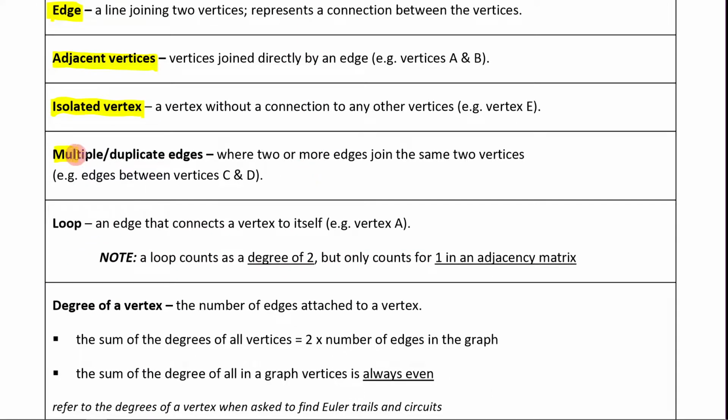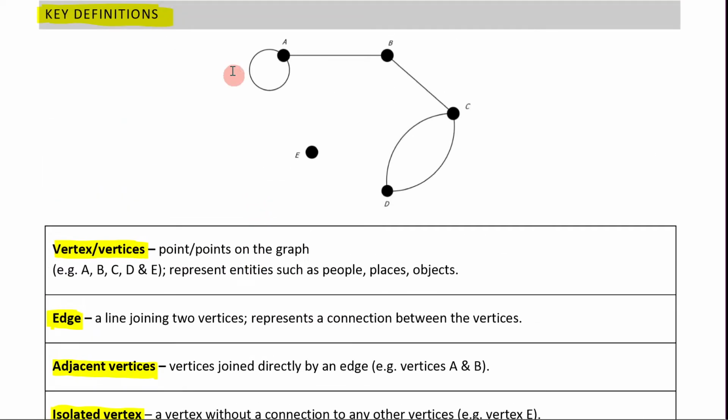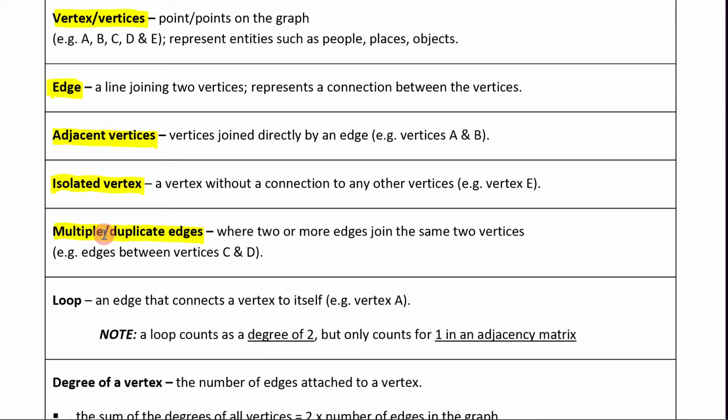Next one, multiple or duplicate edges. This is where two or more edges join the same two vertices, e.g. edges between C and D. The way I like to think about this is that there are multiple routes from one vertex to another. So if I start at C, I could go this way to get to D, or if I started at C, I could go this way to get to D. So that means it has multiple edges or duplicate edges.